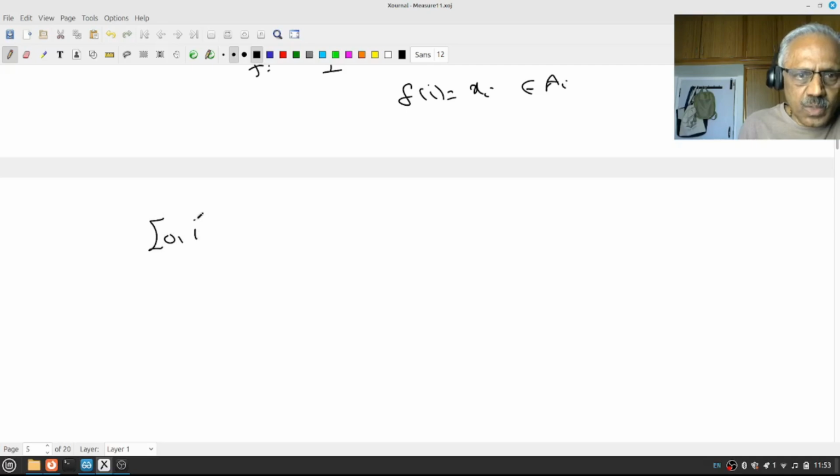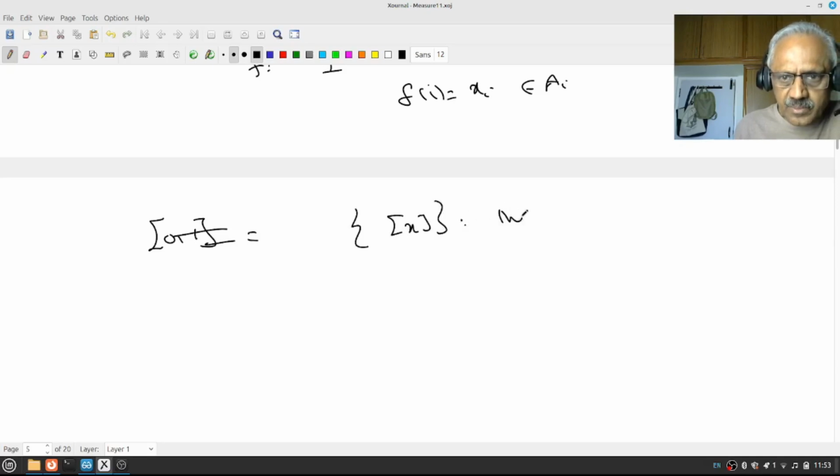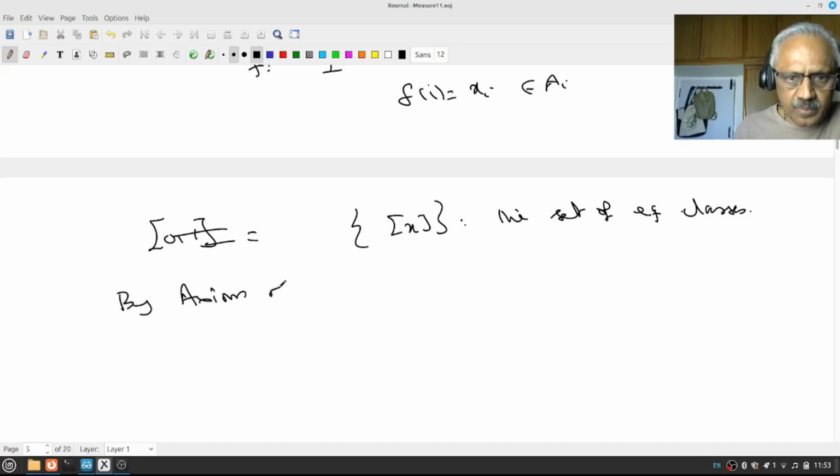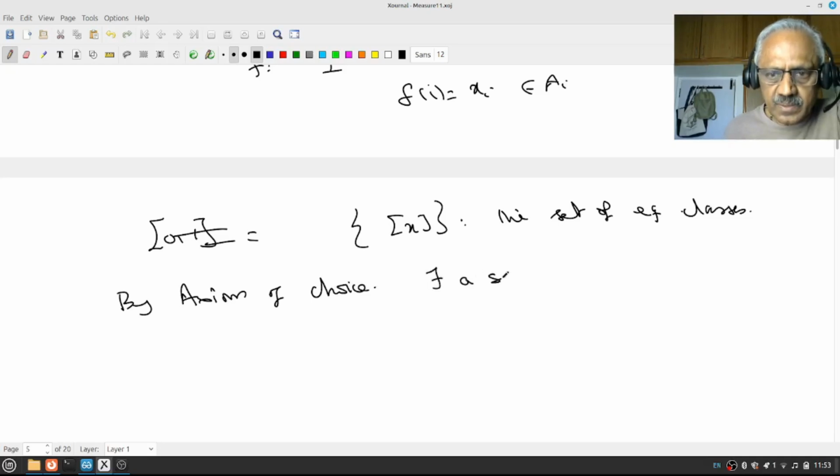So on [0,1] I wrote it, okay, let X be the set of equivalence classes. Okay, so what I want to do is, by the axiom of choice, there exists a set E such that E intersection each element of X is a singleton.